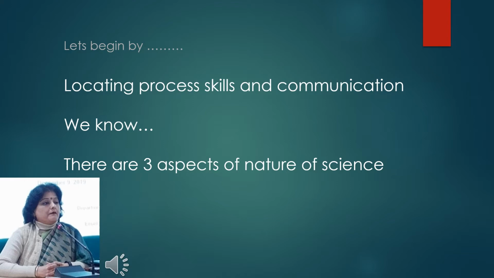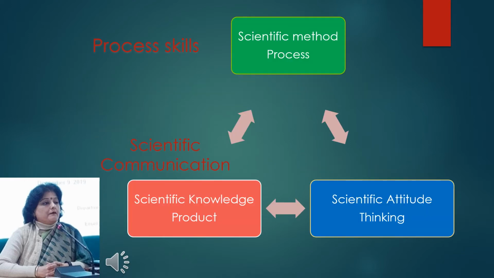We know that there are three aspects of nature of science. The three aspects of science are scientific knowledge, that is the product, scientific method, that is the process, and scientific thinking or the scientific attitude. Now, the scientific knowledge has developed over the years using certain processes or scientific method. The engagement of scientists with scientific method and scientific thinking has actually led to the development of scientific knowledge.